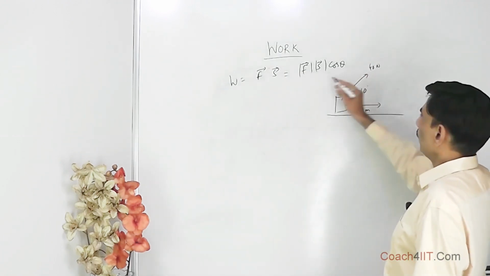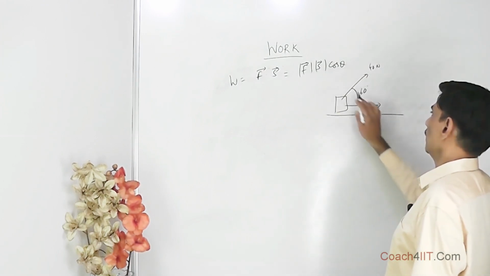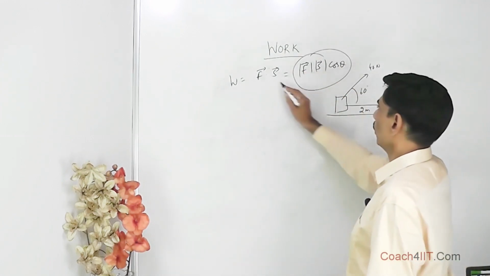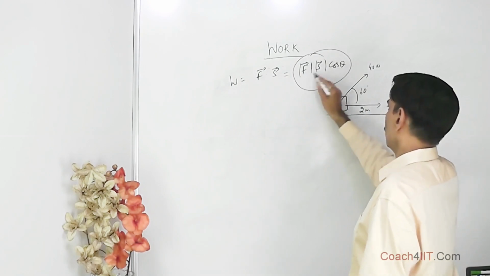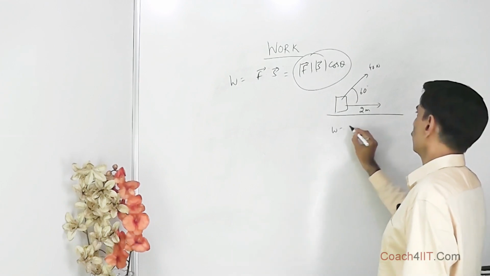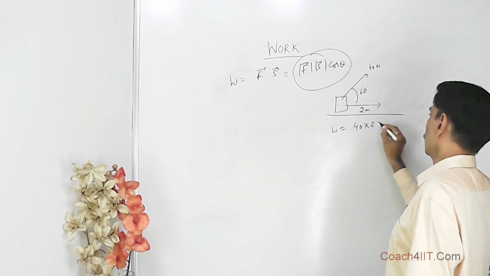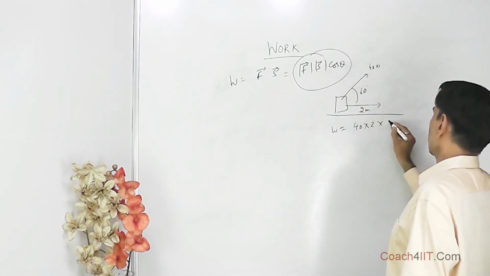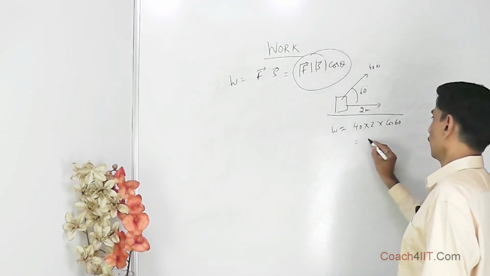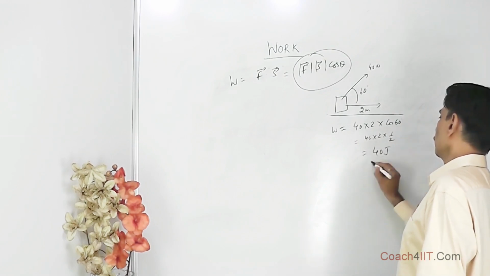So now the magnitude of F is given as 40 Newton, the magnitude of S is given as 2 meter, and the smaller angle theta between the two is given. So we directly use this one, because all the things are directly given on a platter. The work is going to be magnitude of F, that is 40, magnitude of S, 2, cos 60. Cos 60 is 1 by 2. So 40 into 2 into 1 by 2, that is 40 joule is the answer.